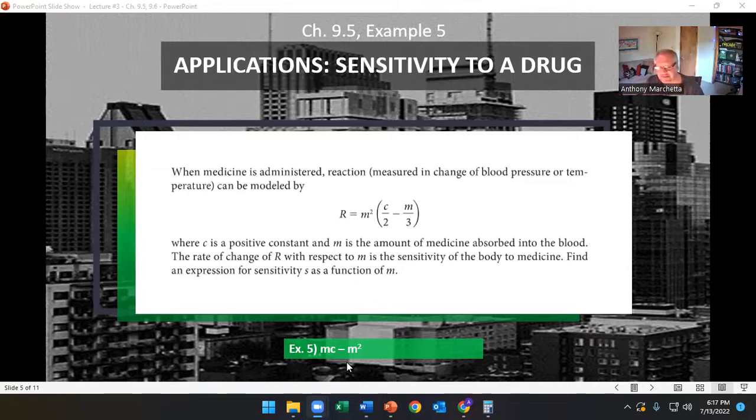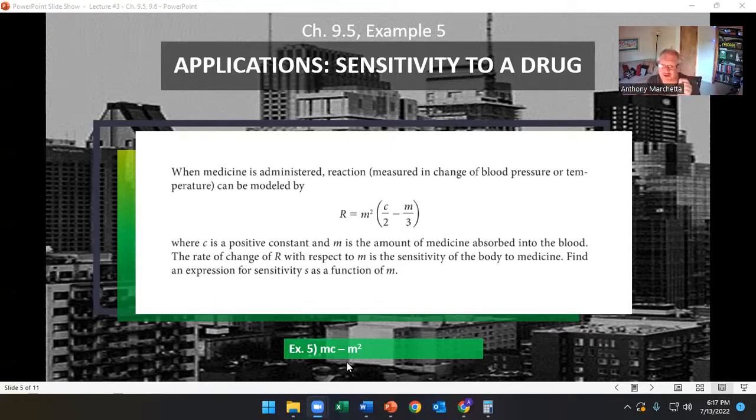And that being said, I don't really need to understand particularly that when medicine is administered, the reaction is measured in the change in blood pressure. I don't need to know any of that. What I need to know is I need the rate of change of r with respect to m. That's all I need. After you see that, the rest of it doesn't even really matter. If you do that part of it right, you're home free.